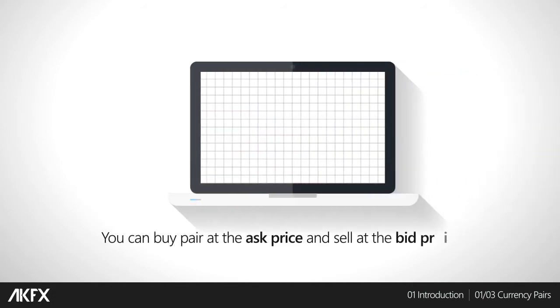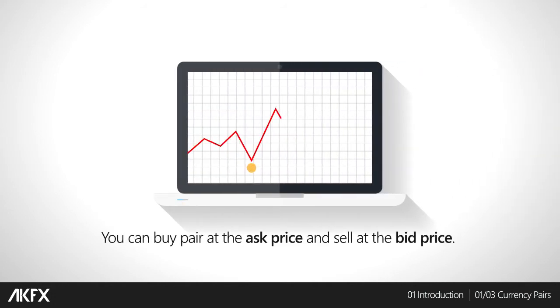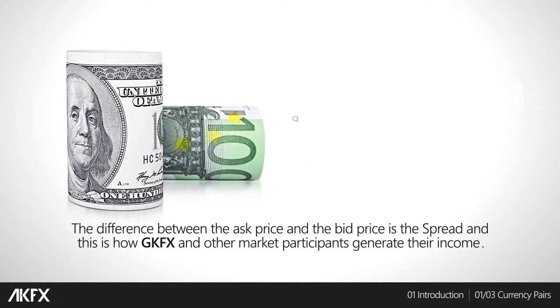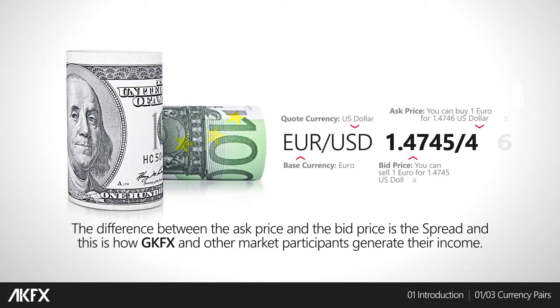You can buy a pair at the ask price and sell at the bid price. The difference between the ask price and the bid price is the spread, and this is how AKFX and other market participants generate their income.